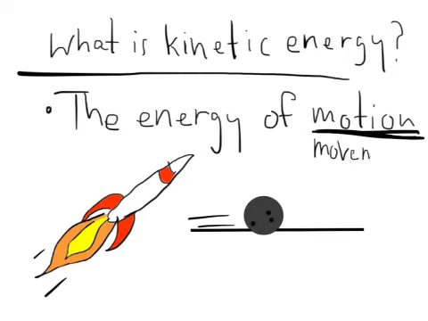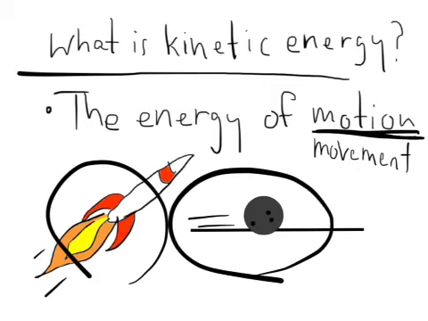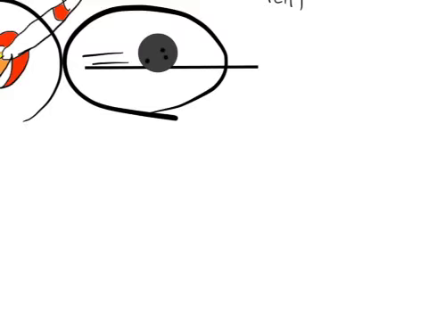Anything that moves has kinetic energy. So it could be something like a rocket. It could be something like a bowling ball, as long as you throw the bowling ball, as long as you put it into motion. It could be a baseball, it could be a bullet, it could be a planet. Anything that moves has kinetic energy. Now, there's two things that affect how much kinetic energy something has. One of those things is mass.